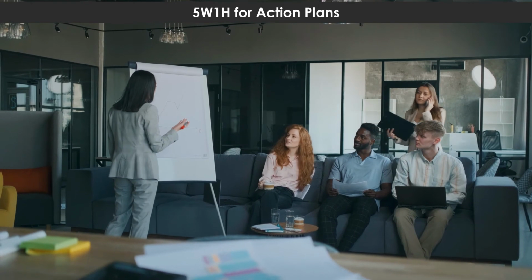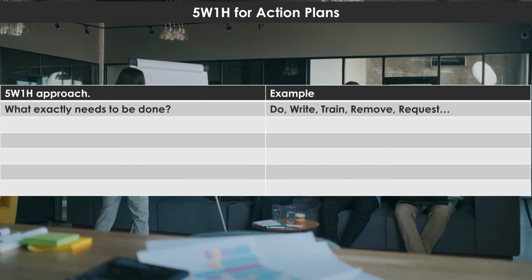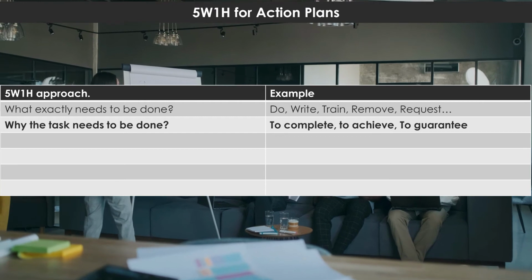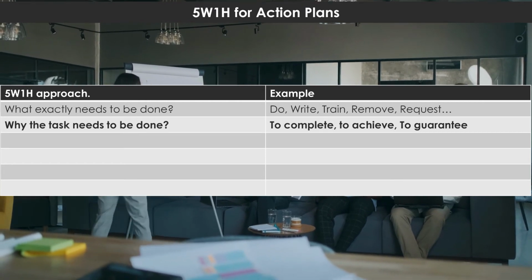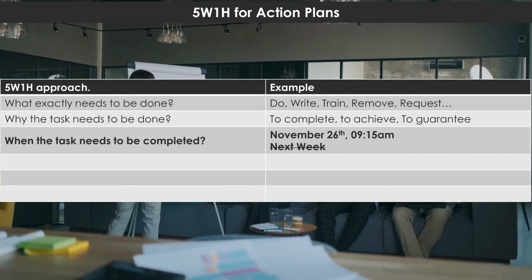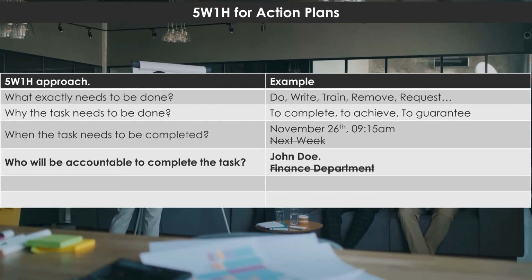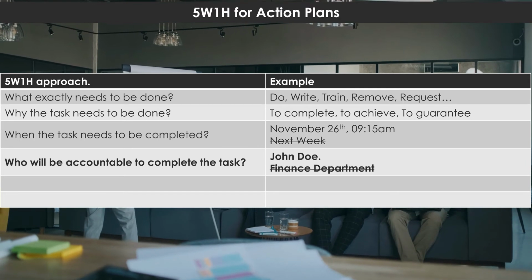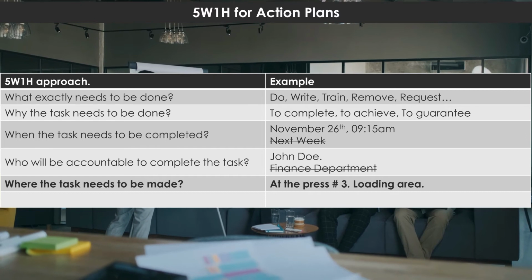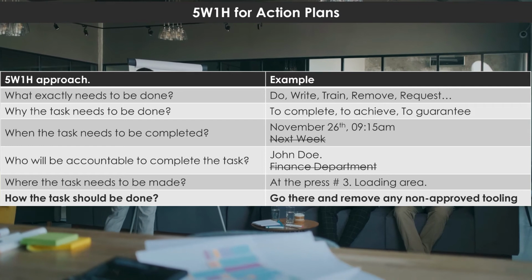When asking these questions, require specific information. For instance, the what needs to begin with a verb. Make sure it is direct and specific. The why should tell exactly the reason why the task is important. The when has to be a date. It can't be next week or next month. The who has to be a name. It can't be a process or a department. Someone has to be accountable to close the task. The where is the location where the task will be made. The how should instruct exactly what needs to be made to meet the expectations.